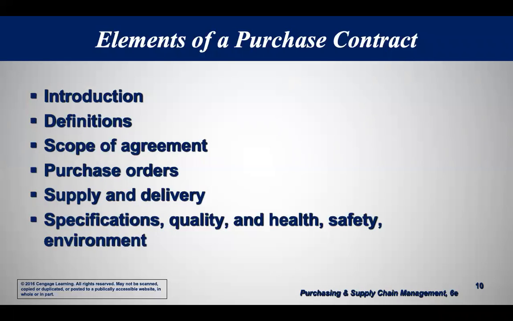The scope of the agreement. This is what the agreement covers. Purchase orders. Quite often the contract itself might be a kind of blanket order, and it'll talk about purchase orders that come about as a result of the main contract. So you have a main contract, and then you have purchase orders, sometimes called call-ups, against the main contract. Supply and delivery. What are you supplying? Where? When? And the specifications.